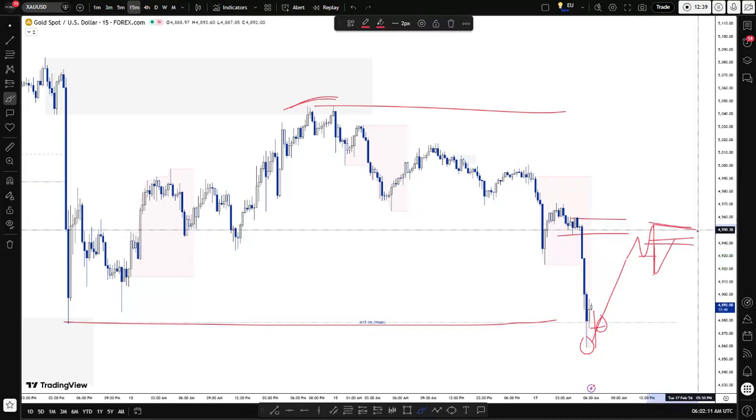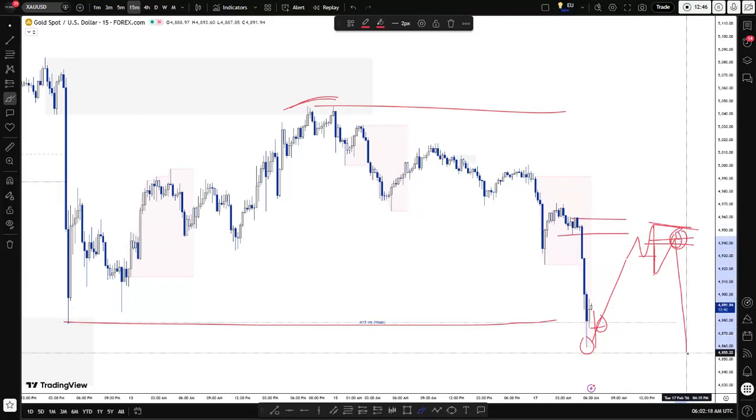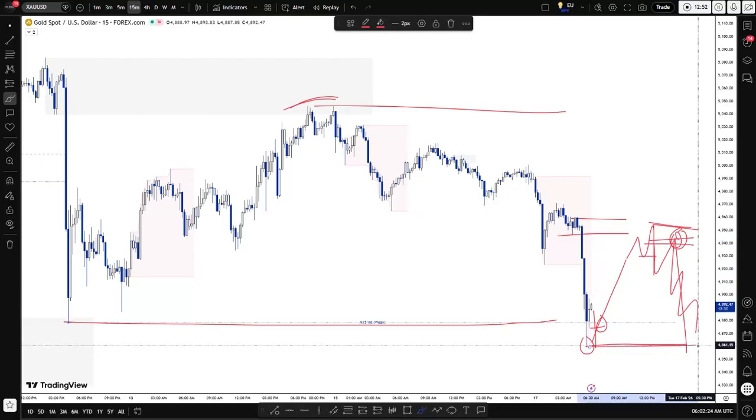Then I drop down to my execution time frame. Then I look for my entry models. Then I short targeting the weak internal low. If you want, you can also follow the order flow to the weak internal low.